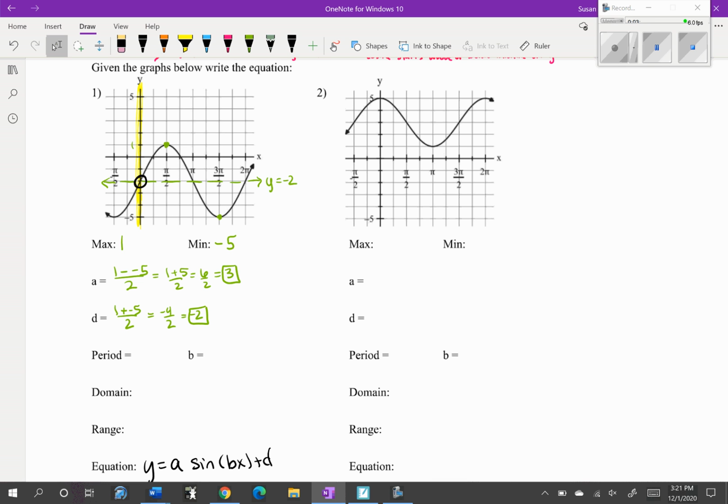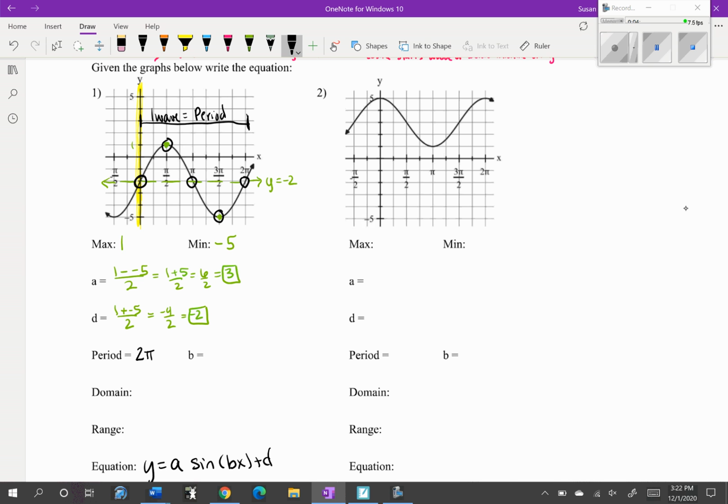So remember, there's 5 key points in one period. So the key points are where the graph crosses the midline and the max and min. So 1, 2, 3, 4, 5. They're my first 5 key points. So that tells me that from here all the way to here is one wave, which is equal to the period of the graph. And so in this case, we get 2 pi for the period.